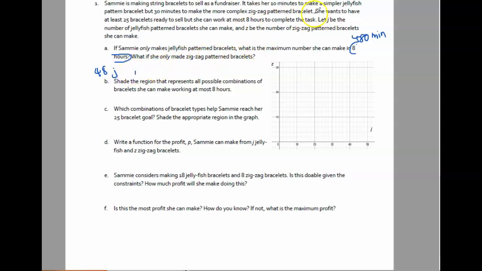What about the zigzag? It takes her half an hour. How many half hours go in 480? 16? Yeah, so she can make 16 zigzag.